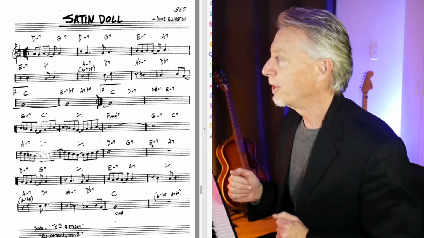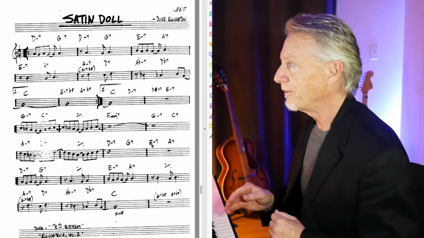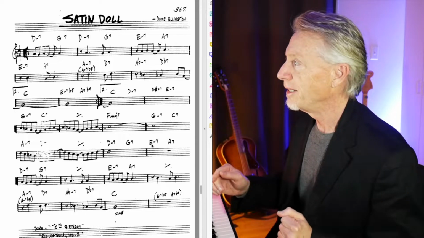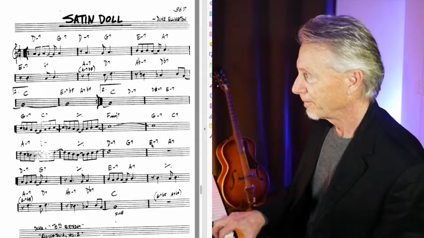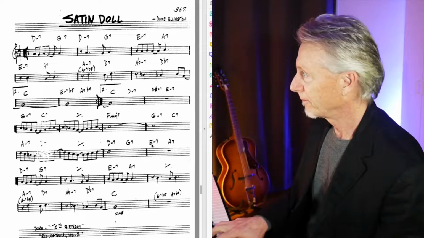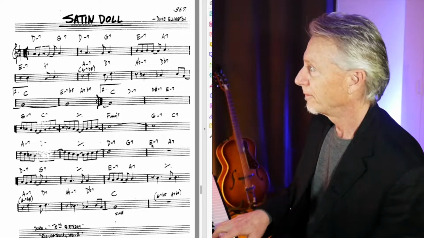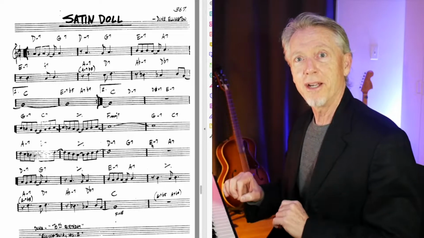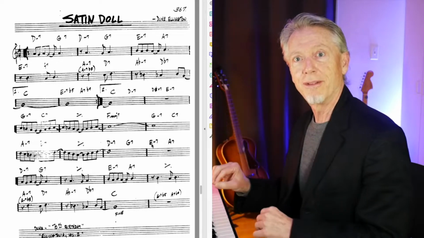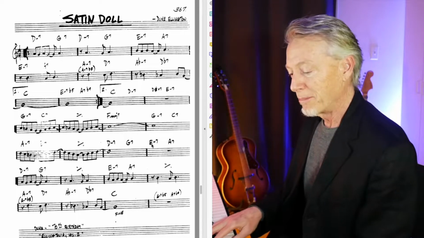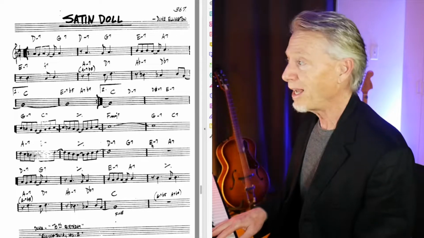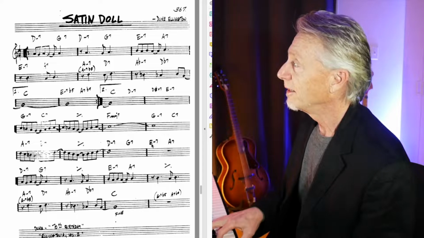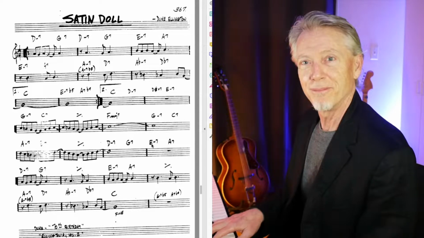Okay, here's Satin Doll on the screen, and it's in the key of C, but begins on the 2 chord of C, D minor. And it's a 2-5 pair, isn't it? D minor 7, G7. We'd expect the next chord to be C, but Ellington takes us up a step. We, functionally speaking, have now changed key. Right?